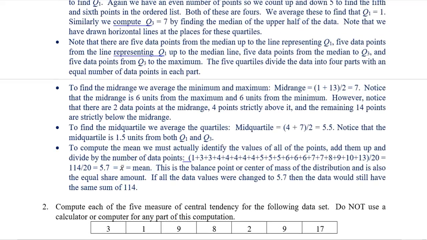Okay, so the next one I'd like you to do without a calculator. I've made it so the computations are not too bad to do by hand. I made it a small data set. These are single-digit whole numbers, and then one small 2-digit whole number. Just 7 of them. See if you can compute the 5 measures of central tendency for this particular data set, with no calculator or computer for any part of this computation. See if you can do that now.